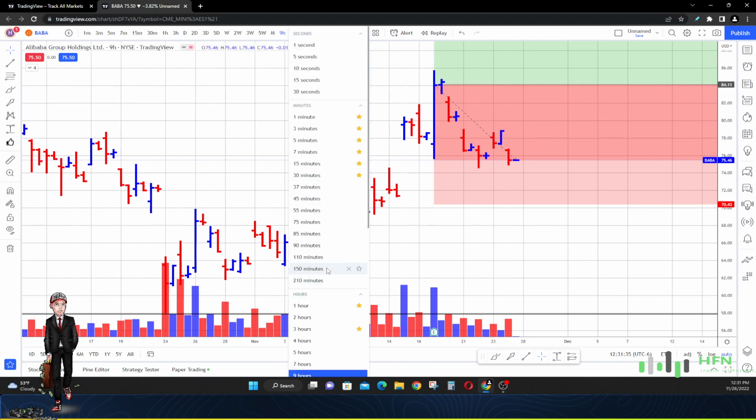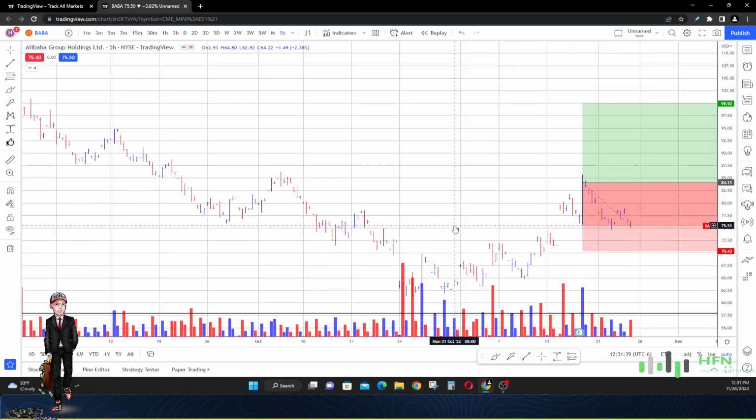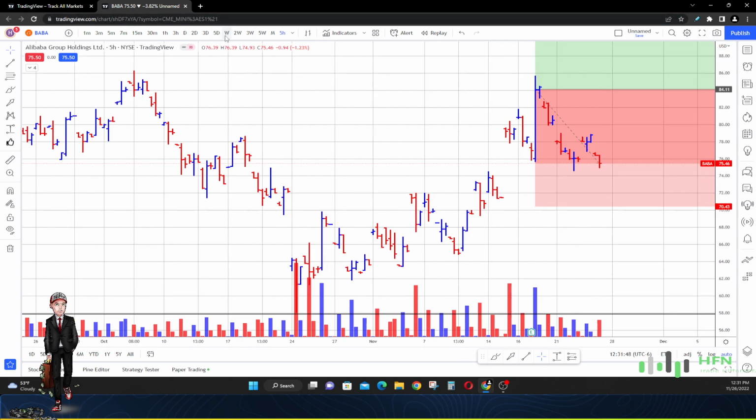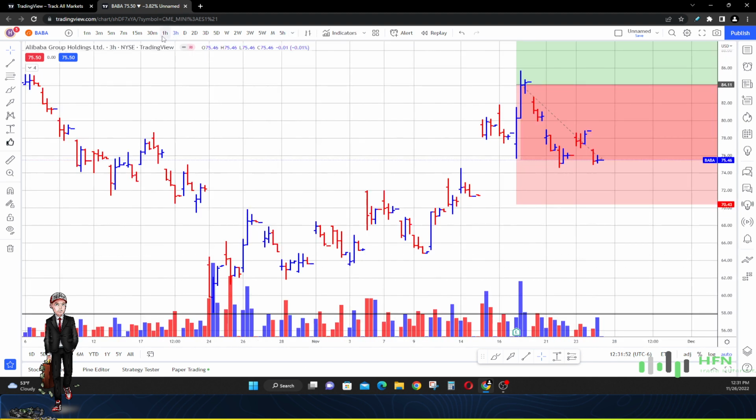So I can definitely see in the beginning of next week price action in Alibaba going down, which is why I really need to see them come in and confirm $72, no lower than 70. I don't see it though. Okay, let's look at this on a minute basis.